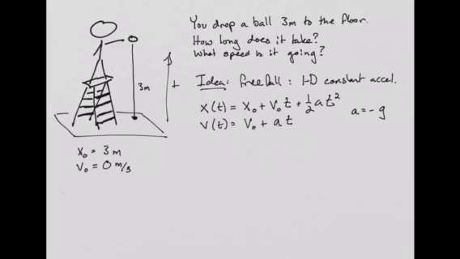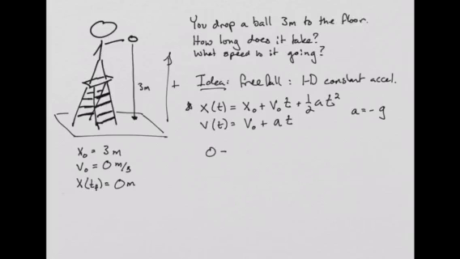Furthermore, we know that the final position, so x at t final, is going to be when it's on the ground. So this is 0 meters. With this, we can solve the problem. For the first question of how long does it take, we can actually use the first equation here because we have the initial and final positions. To do that, we just plug values in.